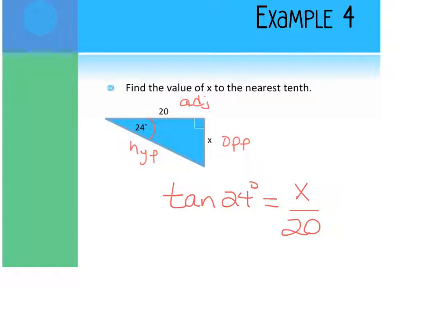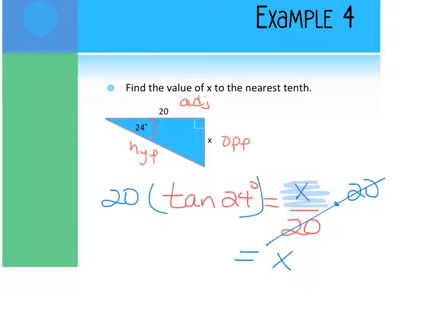I now have to solve this equation. I need to get X all by itself. How can I get X all by itself? How can I get rid of that 20? Okay, I'm going to actually multiply it on both sides to get it out of the fraction. And then I'll do the same thing over here. So to find the value of X on your calculator, you're going to do 20 times, and then you would hit tan 24. If you want to do tan 24 first, and then times by 20, you can do that.